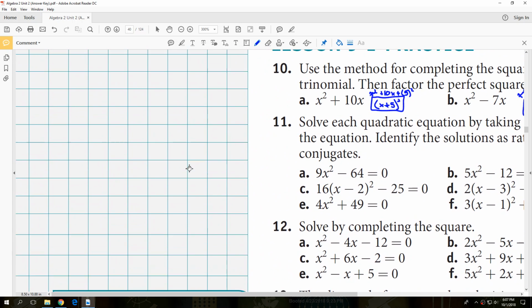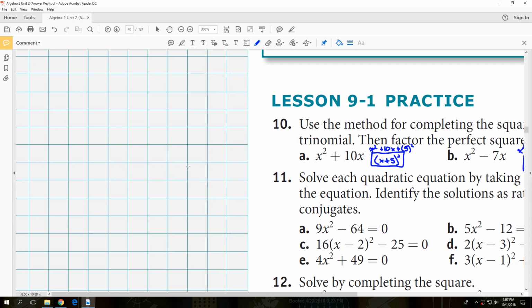So what I'm going to do is I'm going to kind of move up here, and I'm going to say 11 is going to start right here. Okay, and number 11 is 9x squared minus 64 is equal to 0. So let's go ahead and isolate the x squared. So that would be x squared is equal to 64 divided by 9. All right, and so we'll take the square root of both sides. So that would be x is equal to plus or minus the square root of 64 over square root of 9, which would be 8 over 3.